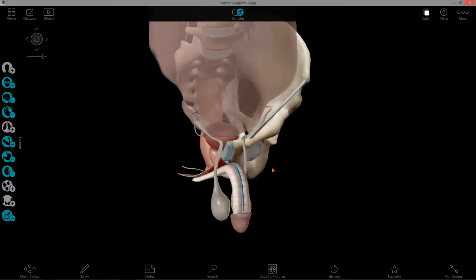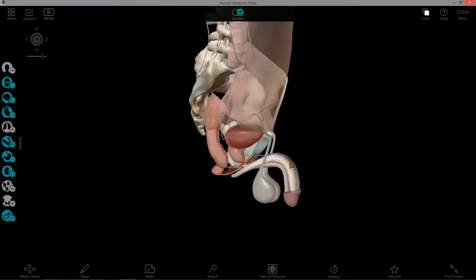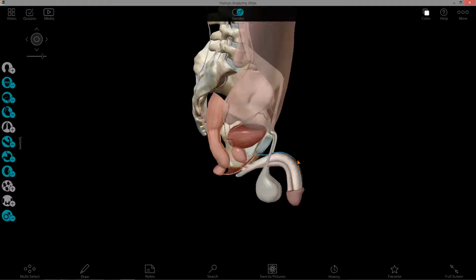So I'm going to focus, this is an anterior view and I'm going to move laterally. And as you can see, the peritoneum rests atop the urinary bladder at the level of the pubic bone, this being the pubic symphysis that binds the two sides of the pubic bones.